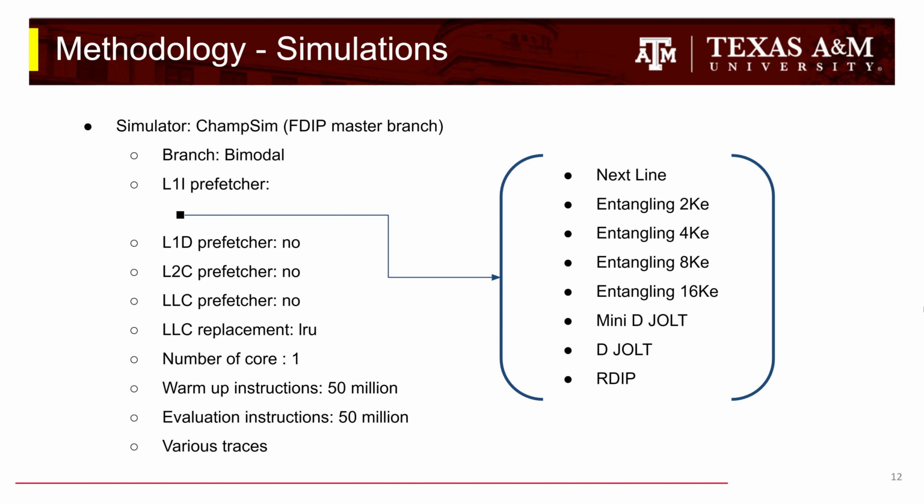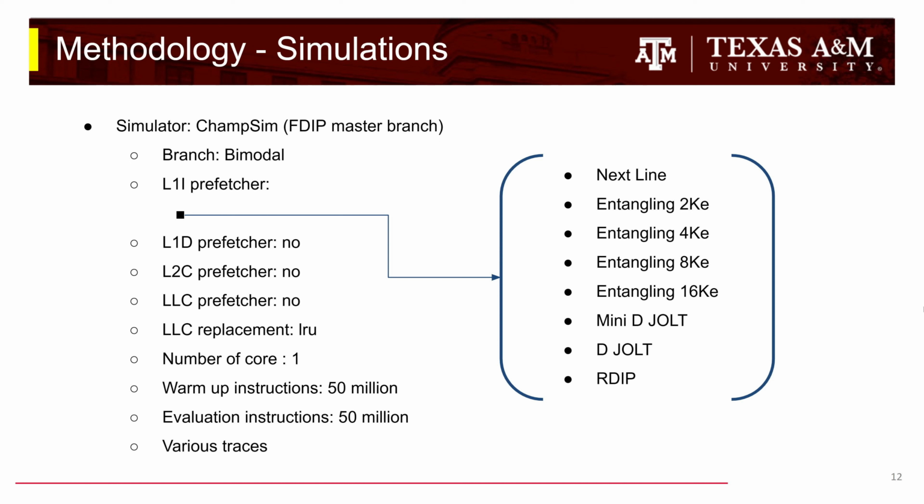So in the simulations, we use a simulator called ChampSim. We use the FDIP master branch as its version. And in this ChampSim, we run simulations for 8 different L1I prefetchers. For these 8, we have the same configuration except the L1I prefetcher is different. First, the branch predictor that we use is bimodal. And then next is the L1I prefetcher.